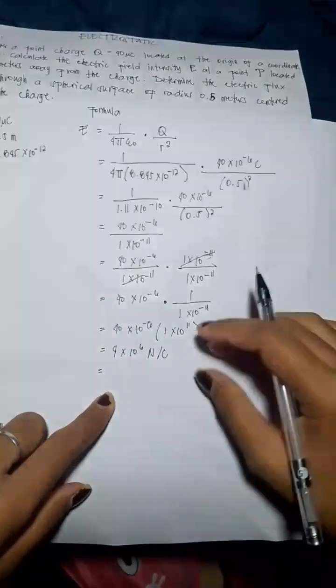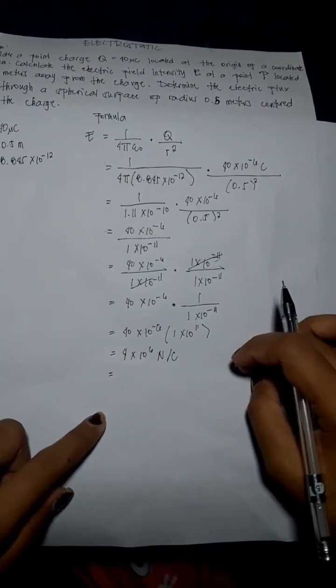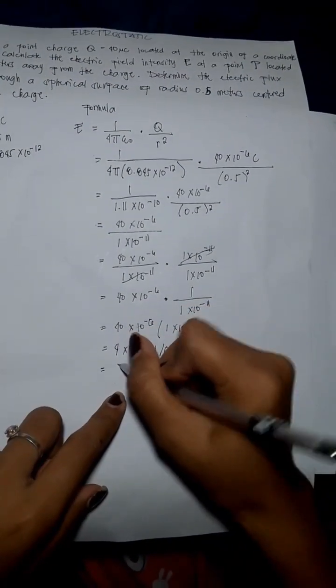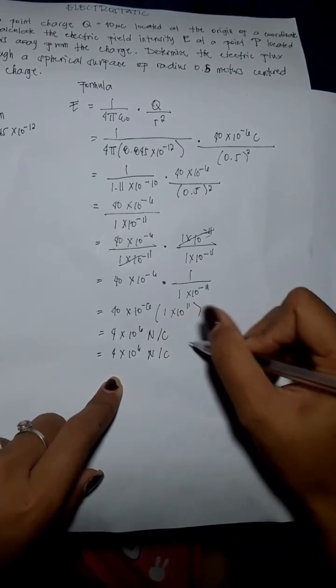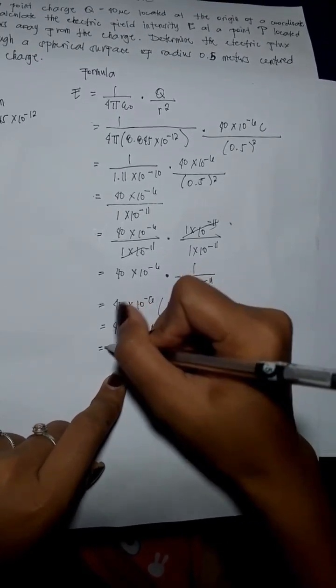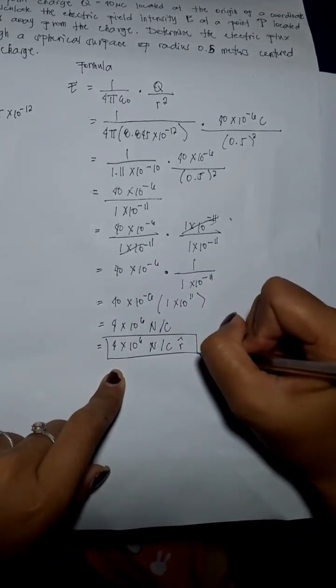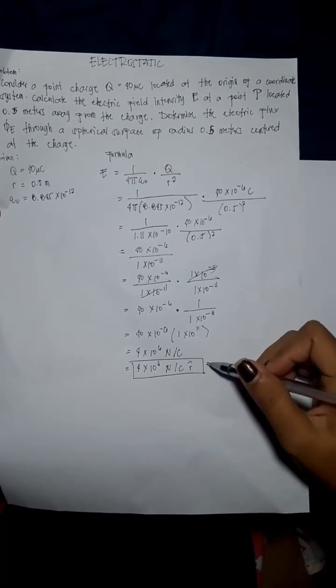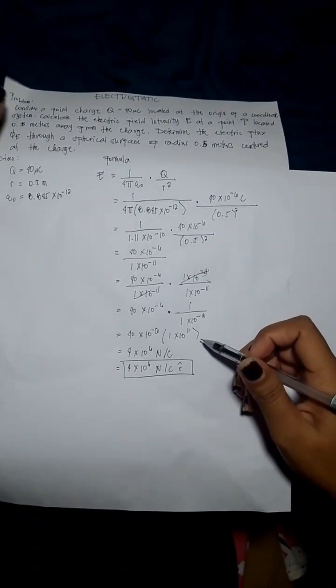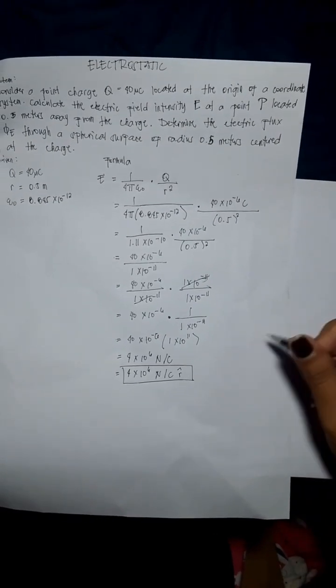The answer is: the electric field intensity at point P is 4 times 10 to the 6 newton per coulomb, in the unit vector direction. So that is the answer for the electric field intensity.